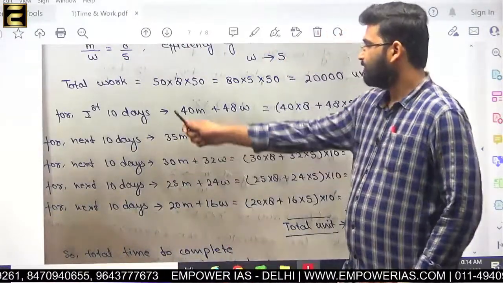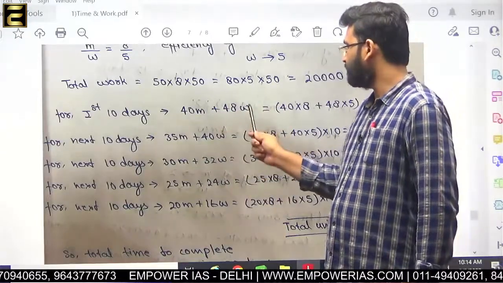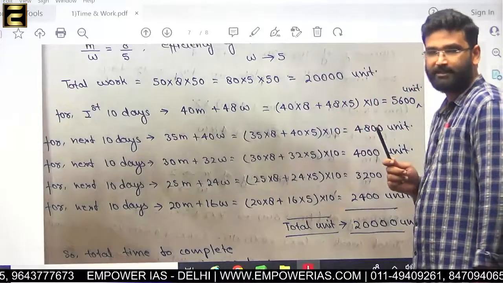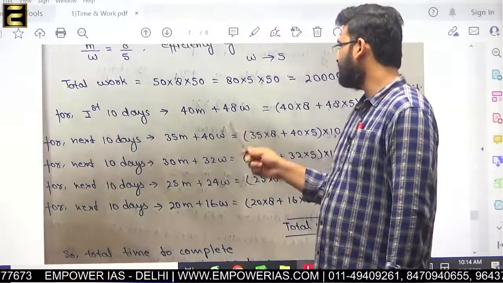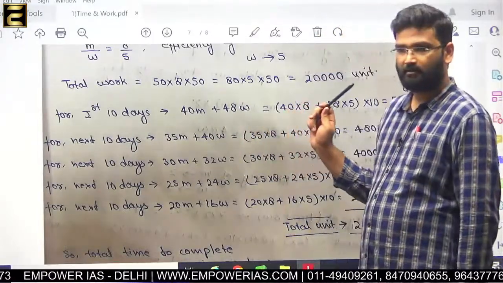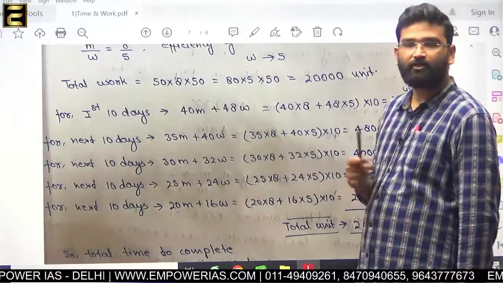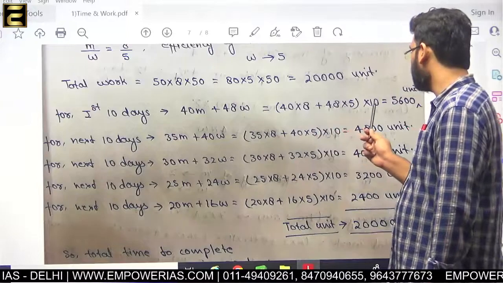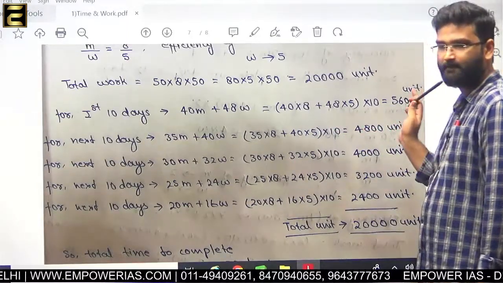ठीक है, कुछ भी नया कंसेप्ट यूपीएससी ने इसमें एड ऑन नहीं किया है. फोकस हियर, फॉर 10 डेज हाउ मेनी मैन एंड वुमेन आर एम्प्लॉयड? 40 men and 48 women. Total unit of work is 20,000. We have already calculated the efficiency of man to be 8 and the efficiency of women to be 5. So for the first 10 days, how much unit of work is completed by this group? So 40 into 8 plus 48 into 5 into 10. Okay, that comes to be 5600 unit.